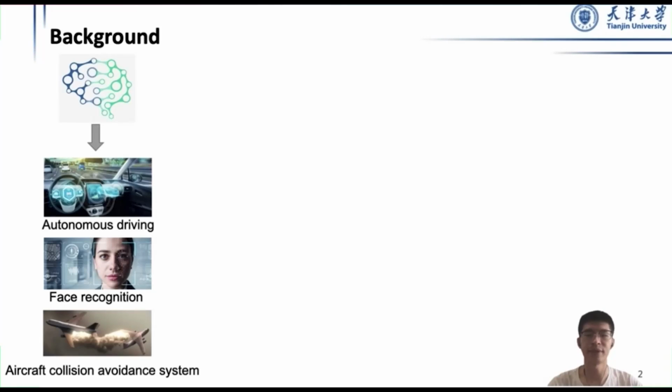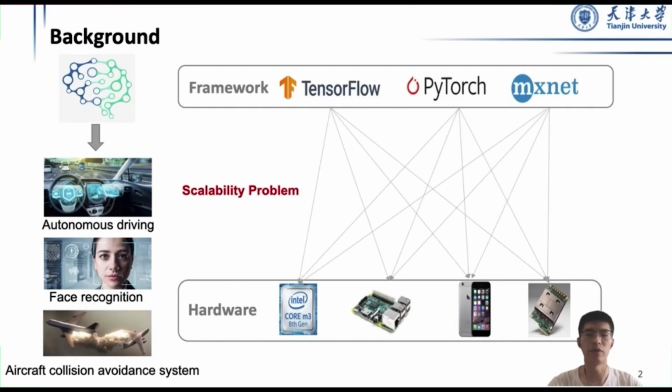Nowadays, deep learning has emerged to solve problems in various domains, such as autonomous driving, face recognition, and aircraft collision avoidance systems. Various DL frameworks such as TensorFlow and PyTorch are developed to facilitate the implementation of DL models. Depending on the use case, these models will be deployed on a range of hardware platforms.